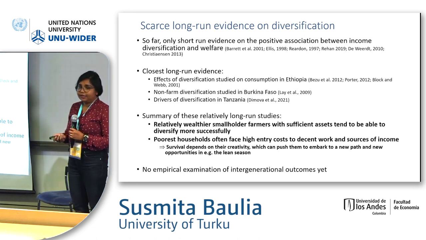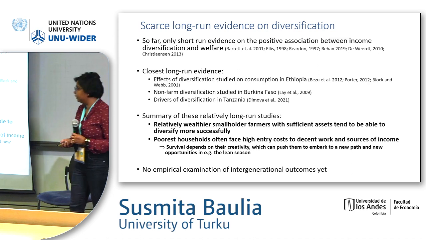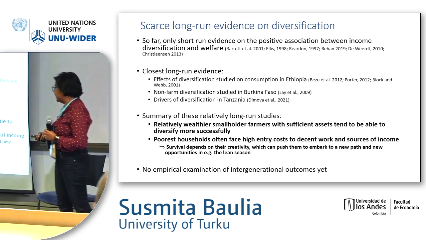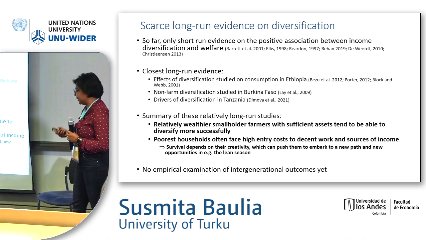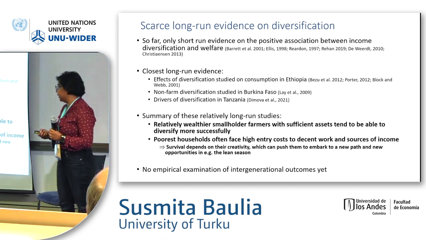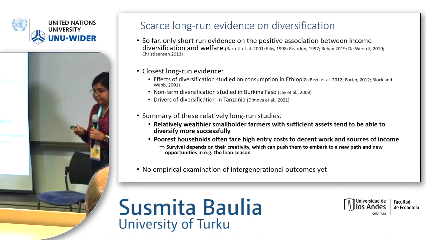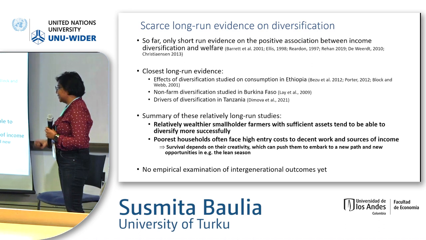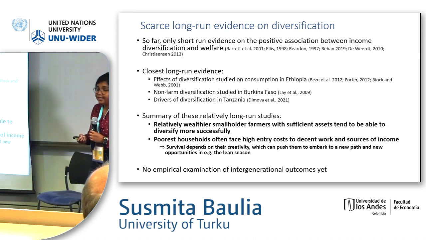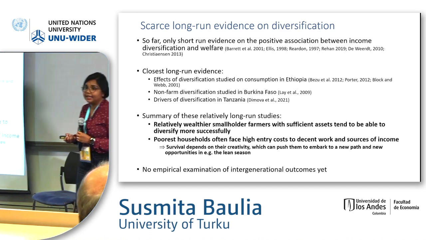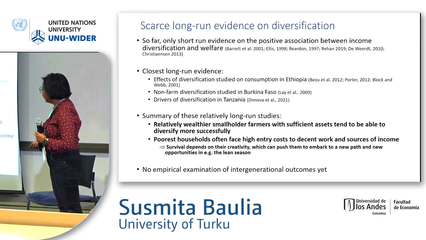There is only short-run evidence so far on a positive association between income diversification and welfare. The closest literature on medium to long-run diversification which we find is in Ethiopia, Burkina Faso, and Tanzania, where the time period of study ranges from 5 to 10 years. The main takeaway from all these studies, and all of them agree, is that relatively wealthier smallholder farmers have sufficient assets to successfully diversify into non-agricultural sectors, and the poorest households often face entry barriers. And there is no empirical examination as of yet on the intergenerational outcomes. So that's what we are going to look at.